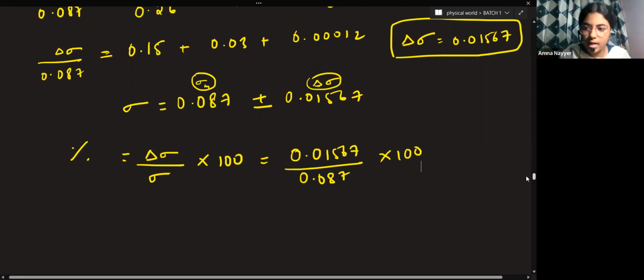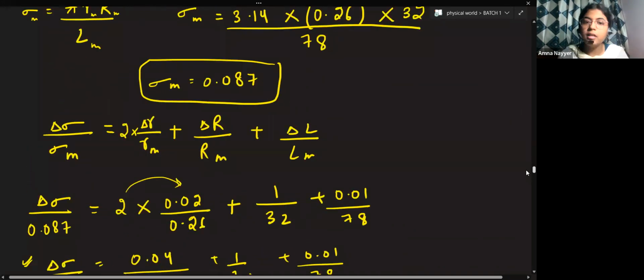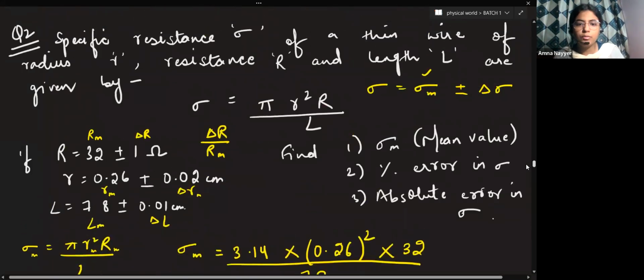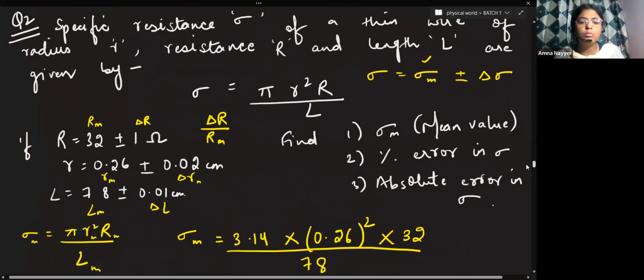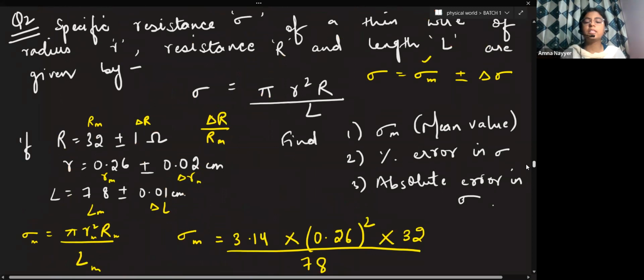Now do one thing, start noting down wherever you are not able to understand any part. Even if you are confused about when to write sigma m, when to write delta sigma m, or delta sigma, just ask me, I'll explain again. First note down these questions, then we'll do one more question. Wherever you get stuck, just ask me.